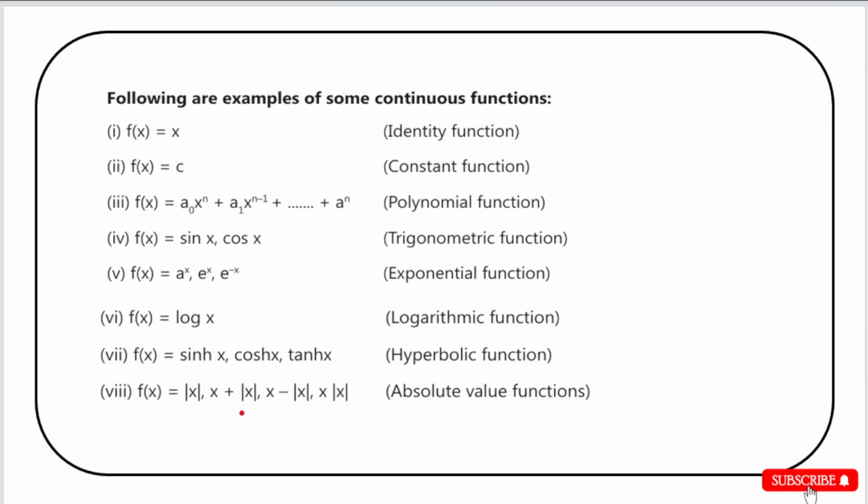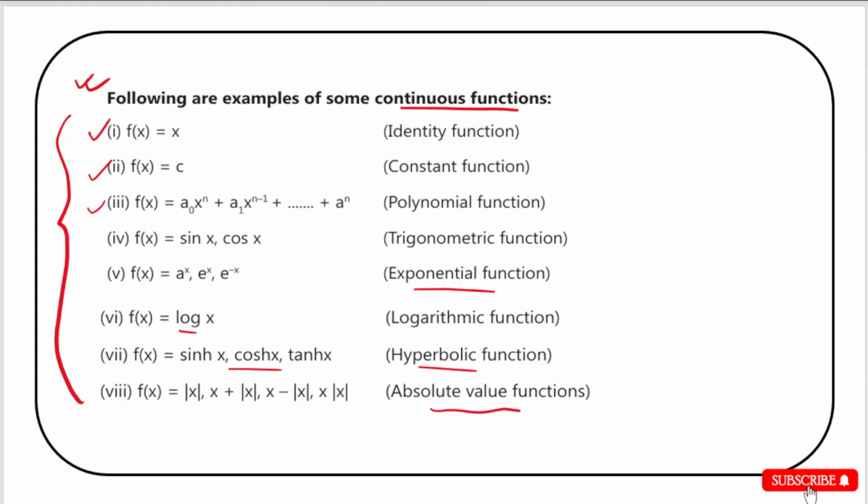Now here I have listed some examples of continuous functions that you will encounter many a time. You can take a look at this. Any identity function, any constant function, any polynomial function, trigonometric functions like sin x, cos x, any exponential function, logarithmic function, hyperbolic functions, and also absolute value functions like mod x. So these are all examples of continuous functions. They will be continuous in their domain, right?